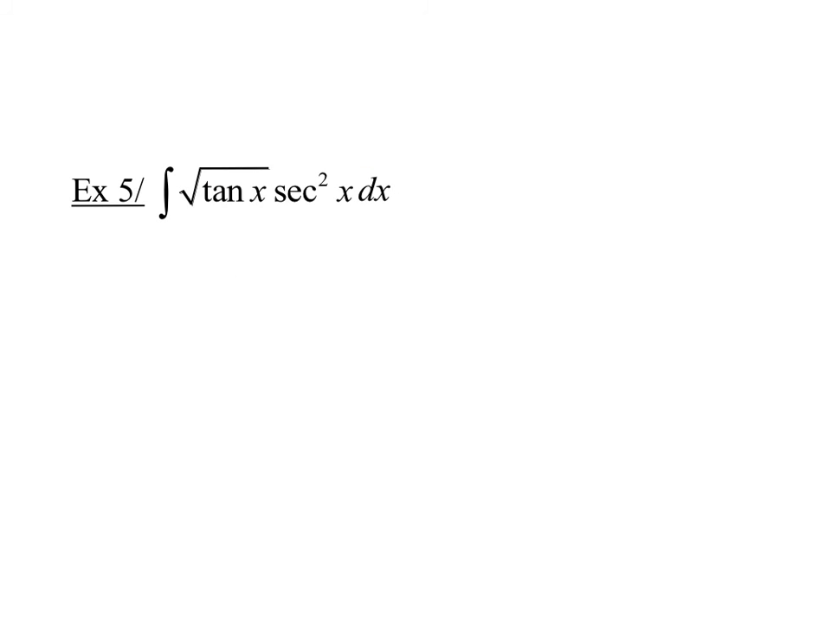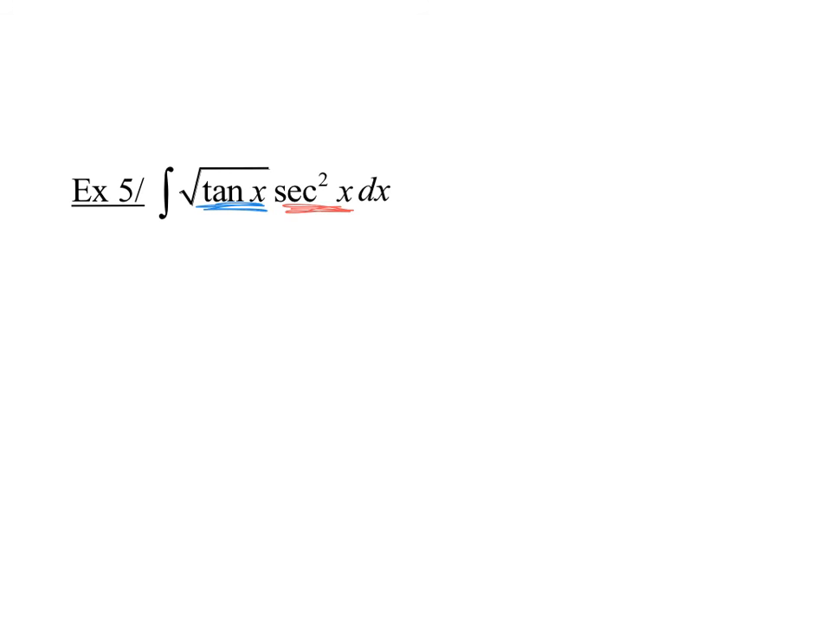So now the very last example of the year, woohoo, last example. We look at this and you go, well, Mr. Ashby, in this case, I've got the tangent, which is being taken to the 1/2 power, and the secant squared, which is being taken to the second power. So unlike the previous example where it was obvious which one was u, this one is a little tougher.